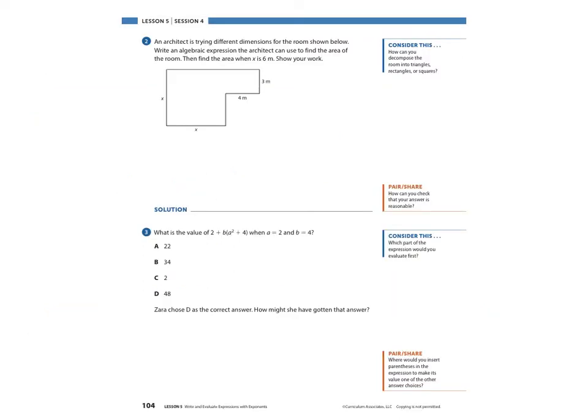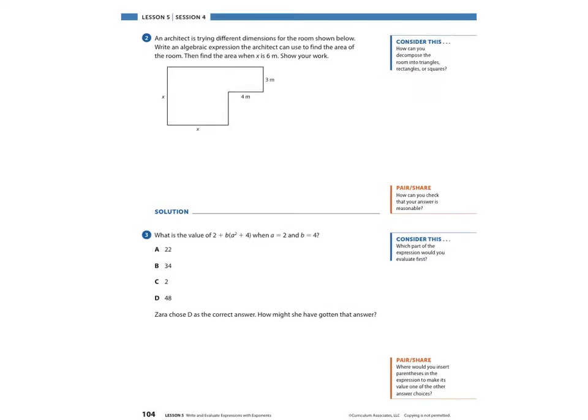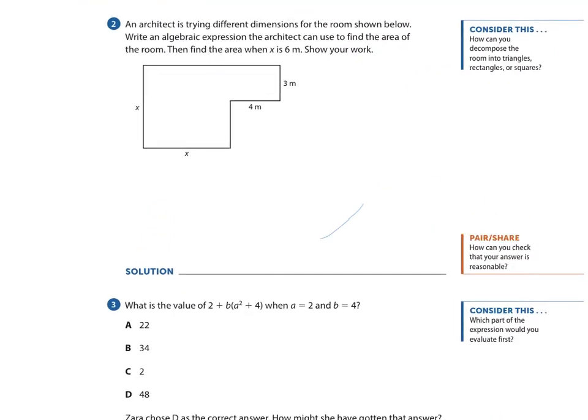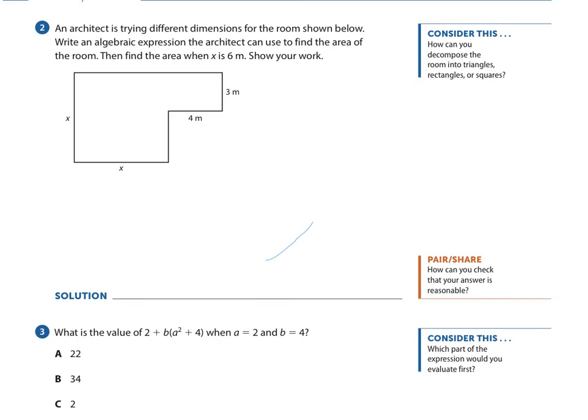Okay, question 2. An architect is trying different dimensions for the room shown below. Write an algebraic expression that the architect can use to find the area of the room. Then find the area when x is 6. So when we're looking at this problem here, we have different steps. We have to use the whole thing. So think back a couple of lessons ago when we were talking about splitting parallelograms up to find the area. We know the area over here for this little guy is going to be 3 times 4. We're going to add it to the area of the larger square, which is x times x.